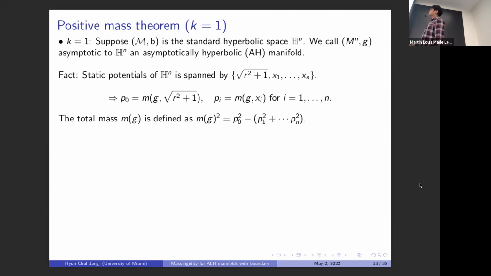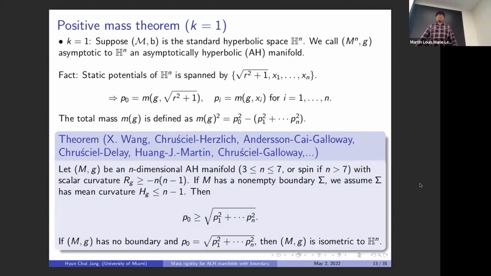I think I didn't explain what xi is. That's the coordinate function on this polar coordinate, hyperboloidal chart, okay? And this total mass m_g is defined as this Minkowski norm, okay? At this stage, we don't know whether this is going to be positive or not. That's why we put the square for technicality. But it turns out to be positive, so we can define m_g by taking the positive square root, okay? This is done by many other people here.